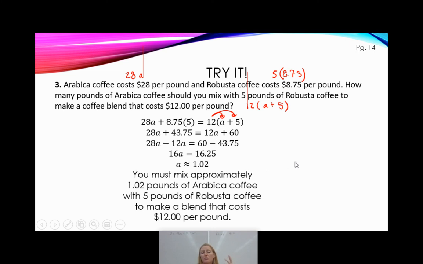You must mix approximately 1.02 pounds of Arabica coffee with 5 pounds of Robusta coffee to make a blend that costs $12 per pound. Yay.